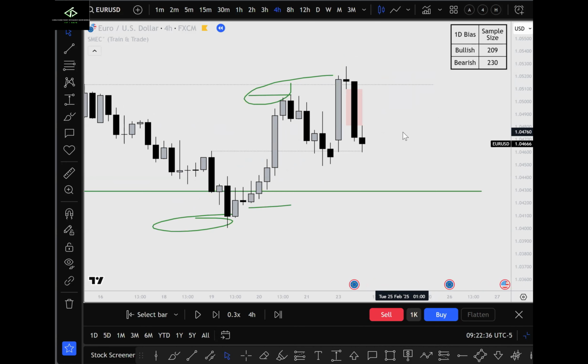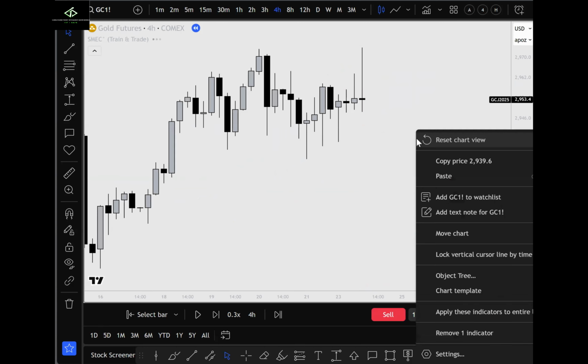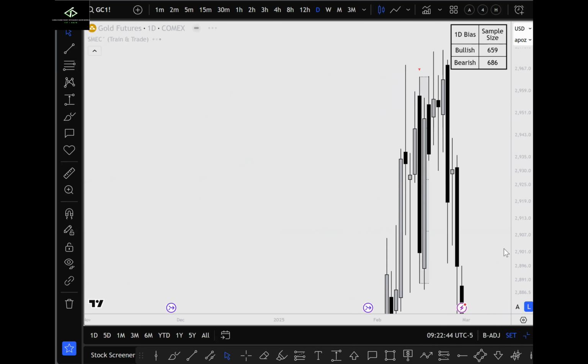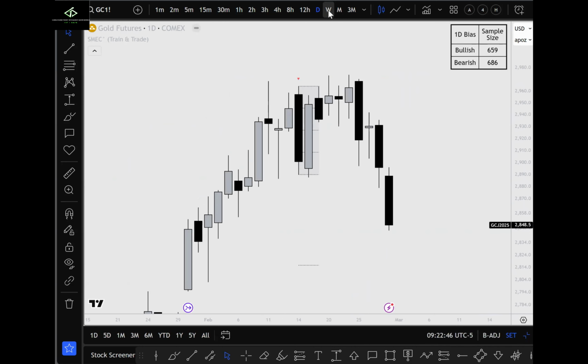So find out your daily bias. Same thing here on gold, for this upcoming week. If you have a daily and weekly bias, perfect. Now you just wait for the 4 hour to confirm.